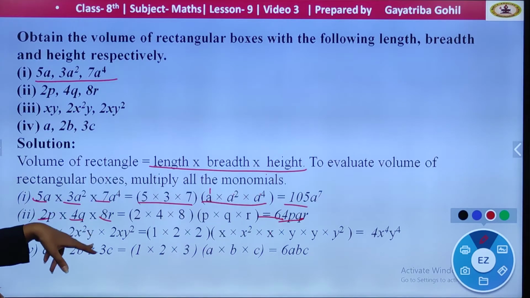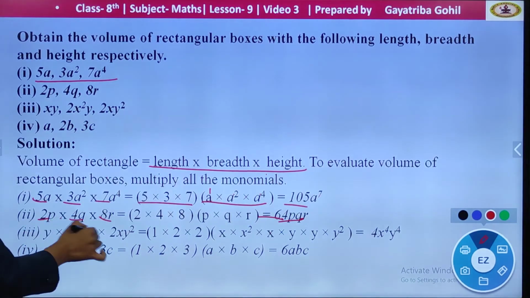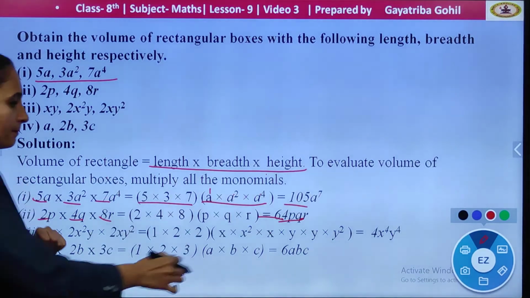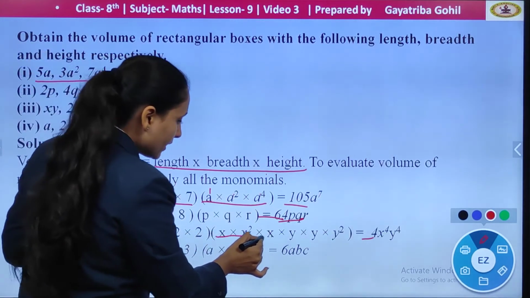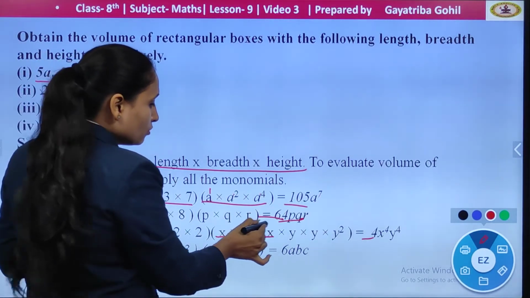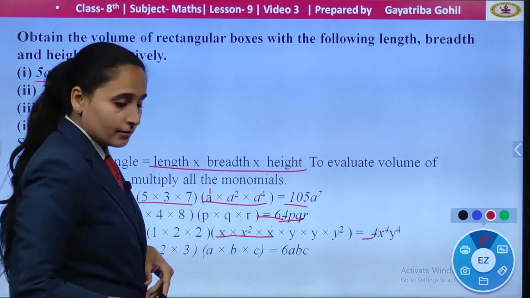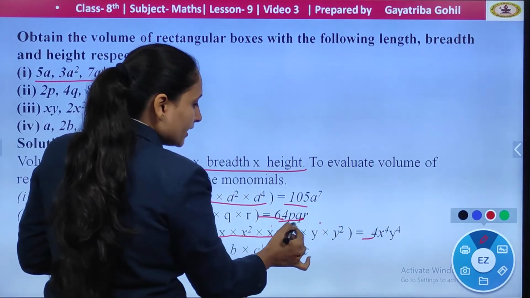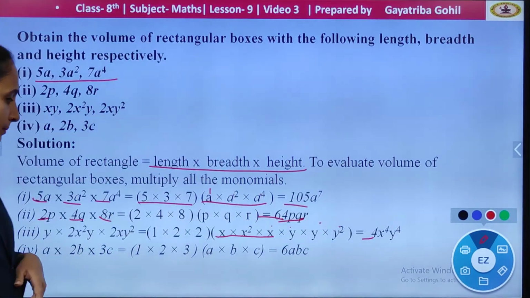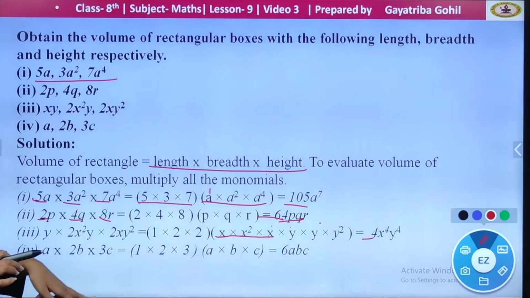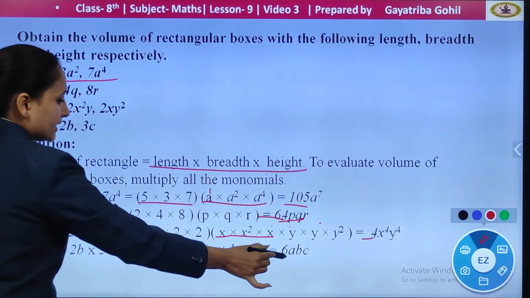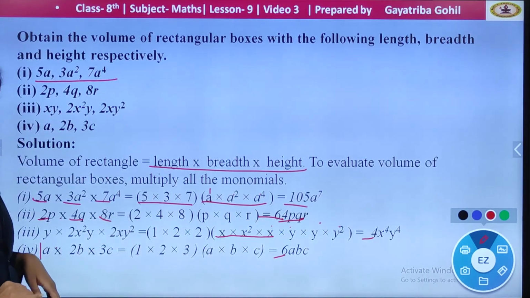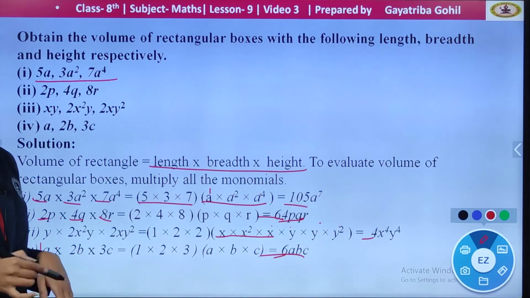y into 2x square y into 2xy square. Multiply the coefficients. 1 into 2 into 2 will give me 4. So here I have 4. Multiply the variables. x into x square into x will give me 2, 3 and 4. x raised to 4. And for y, 2, 3 and 4. y raised to 4. Then a into 2b into 3c. Multiply the coefficients. 1 into 2 into 3 will give me 6. And a into b into c will give me 6abc.